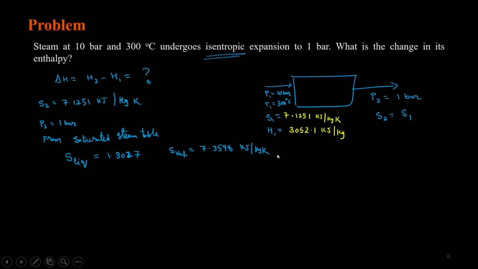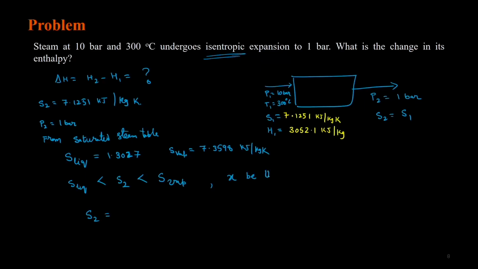So from the saturated steam table, when I look at the entropy at 1 bar, it turns out that the liquid entropy is lower than S2, the final total entropy of whatever is coming out, which in itself is lower than the vapor entropy. What this tells me is that whatever is coming out cannot be liquid, cannot be vapor. The only way this can happen is if it is in between, or if it is a mixture of both liquid and vapor, right? So whatever comes out is going to be a mixture of both liquid and vapor.